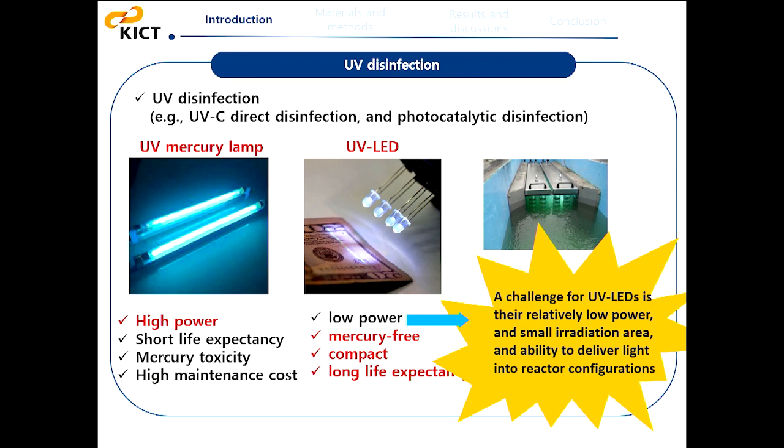Traditionally, ultraviolet lamps use UV light generated from mercury sources. This UV mercury lamp has relatively high power for disinfection but short life expectancy, and also mercury toxicity and high maintenance cost. UV LEDs are emerging for disinfection applications because they are mercury-free and compact, require low power, and have long life expectancy. And also LED wavelengths can be selected to disinfect bacteria through different mechanisms.